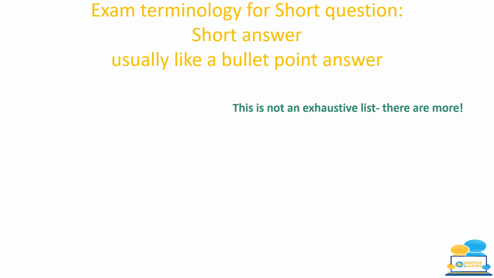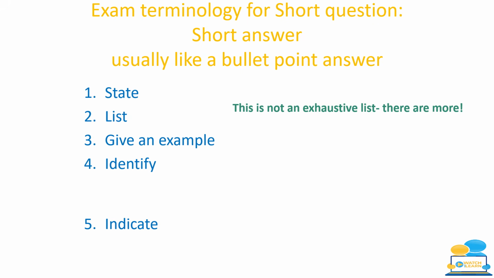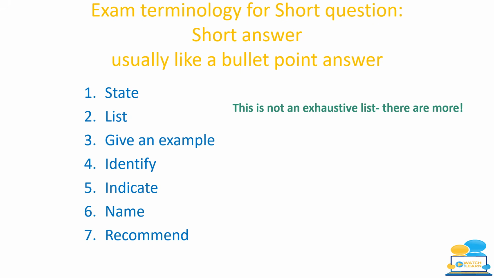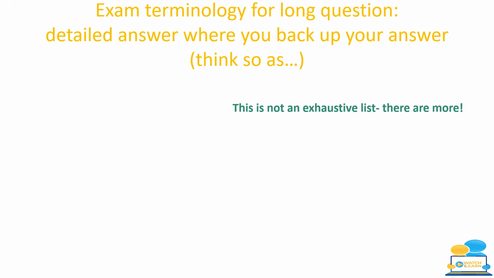So these are generally short questions. Now, that's not to say that they won't come up as part of a long question, and these aren't an exhaustive list, so what this means is there could be more. So the likes of state, list, give an example, identify, indicate, name, recommend. These are like your bullet point answers, okay? They're not looking for lots of detail.